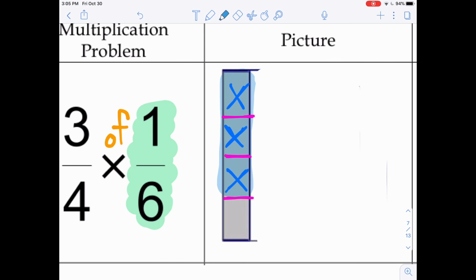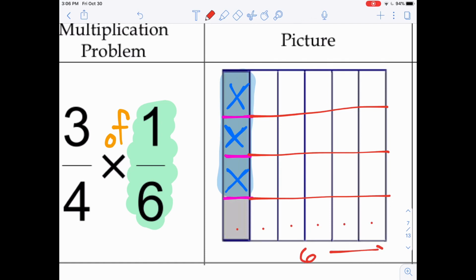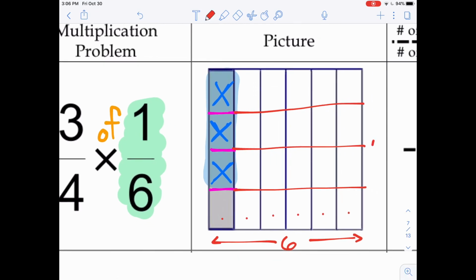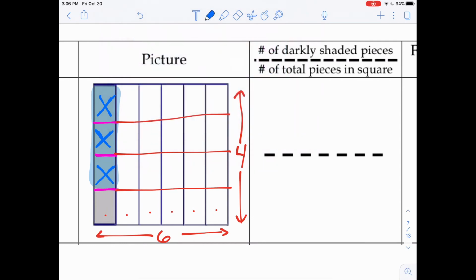But the answer to the multiplication problem is saying, in terms of a whole. So how much of the whole thing have we now colored in? To figure that out, we extend our lines. And we can say it's 1, 2, 3, 4, 5, 6. It's 6 across. And it is, let's see, 4 up and down. So there are 3 shaded in out of 24 total parts.